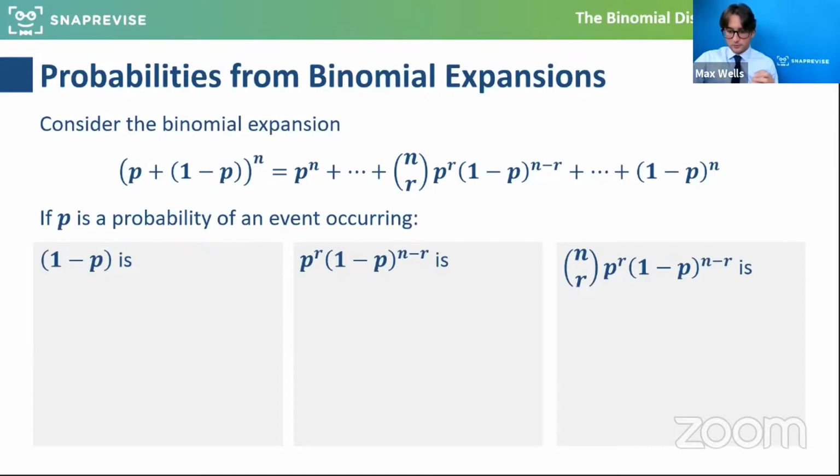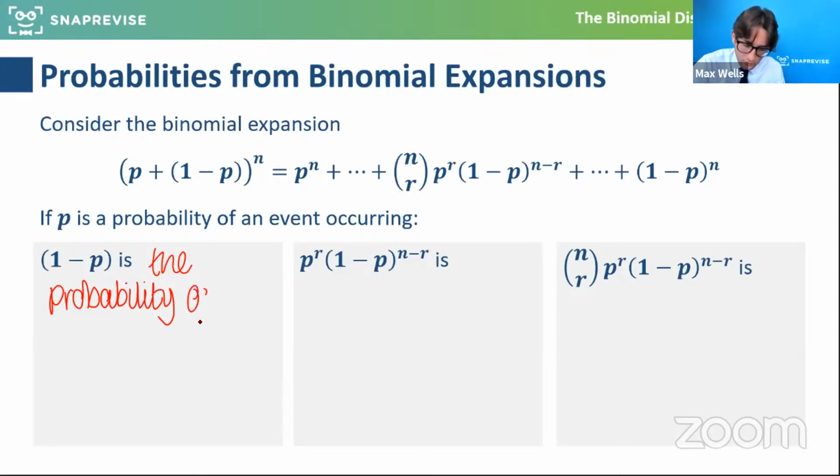Now, the reason we've used p and 1 minus p is we can think of p as the probability something happens and 1 minus the probability that it doesn't happen. So 1 minus p is basically the probability, and this will hopefully make sense in a minute why I'm showing you this breakdown, the probability of the event not occurring. Does that make sense to everyone? So if p is the probability it does happen, 1 minus p is the probability that it doesn't happen. So the probability of the event not occurring.